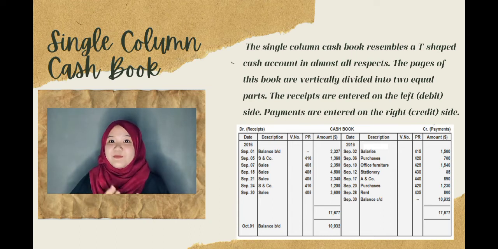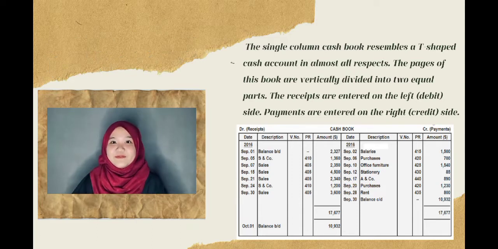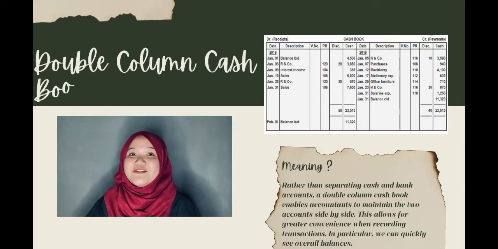A single column cash book has only one money column on the debit and credit sides to record cash transactions. This is the reason why it is called a single column cash book or a simple cash book. Alright, we will be moving on to the next part, which is the double column cash book.